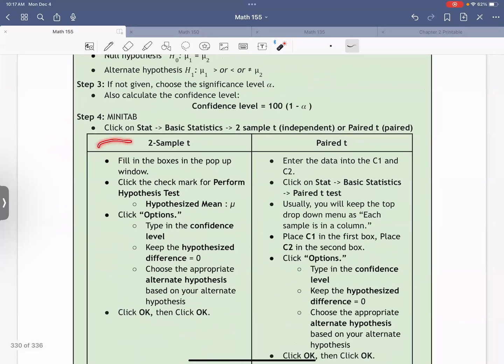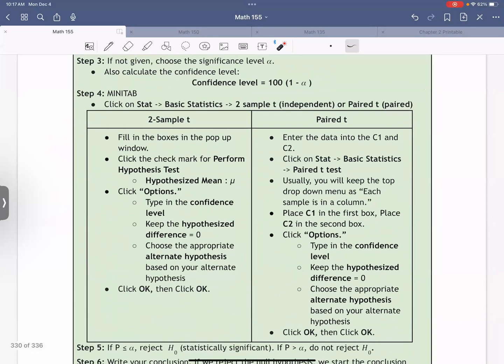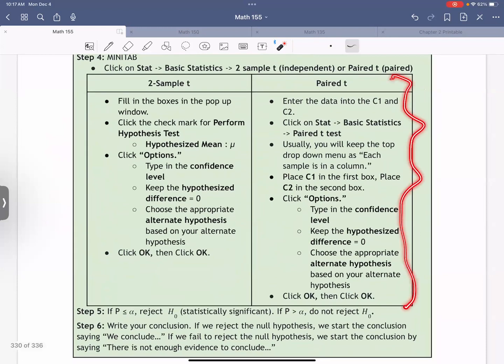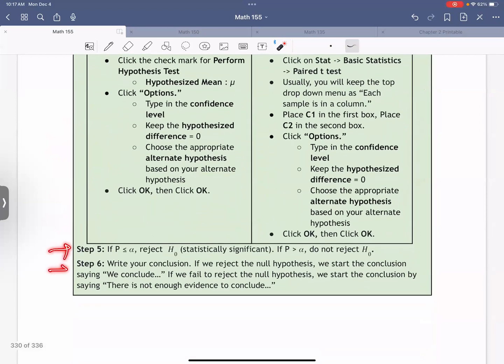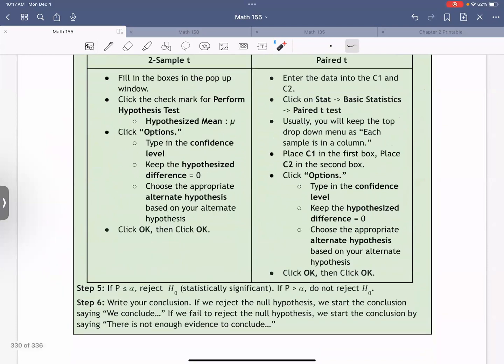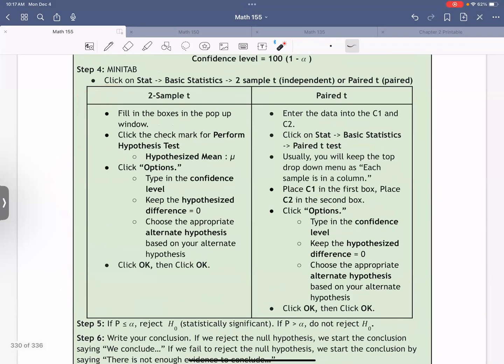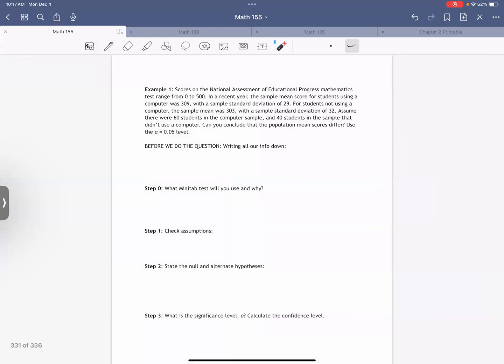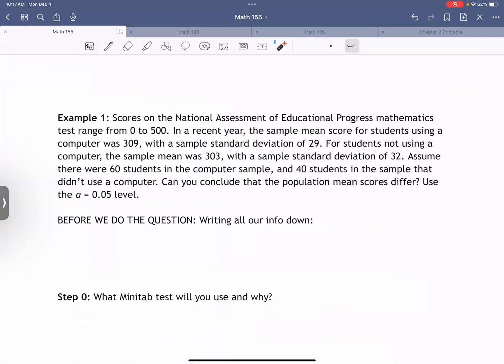I basically have a list of instructions for the two sample t-test. I have a separate list of instructions for the paired t-test. So whichever one you do has a different set of instructions. Step 5 and step 6 are the exact same steps as we did in the previous hypothesis testing section. So there's really nothing new to learn here. It's just like learning what to click on Minitab. All right, let's go through an actual example and I'll show you how easy this actually becomes, okay?